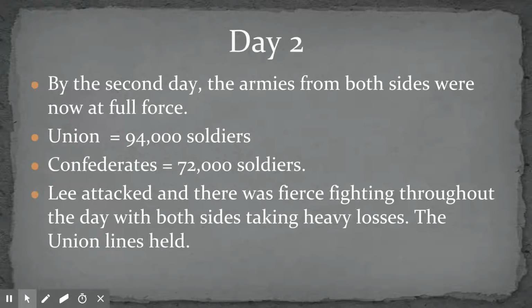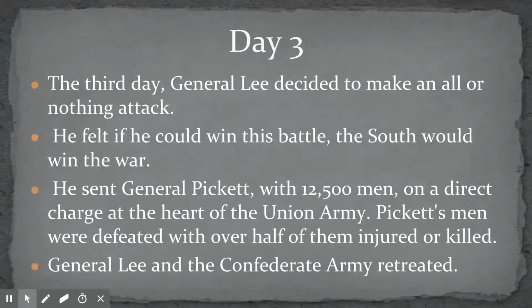By the second day, the armies from both sides were now at full force. The Union has 94,000 soldiers, and the Confederacy has roughly 72,000, which, I mean, you have a lot of men fighting, but you still have 22,000 more men fighting for the North than the South. Lee will attack, and there is going to be fierce fighting throughout the day, with both sides taking heavy losses. The Union lines will hold firm.